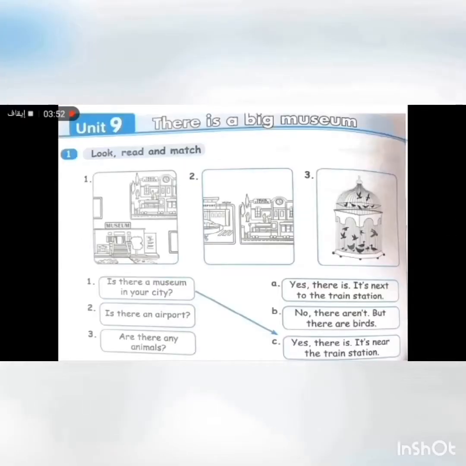Now this is our workbook. Exercise number one, look, read and match. Look at the picture, then match. Is there a museum in our city? Yes, there is. It's near the train station. Is there an airport? Yes, there is. It's next to the train station. Are there any animals? No, there aren't, but there are birds.